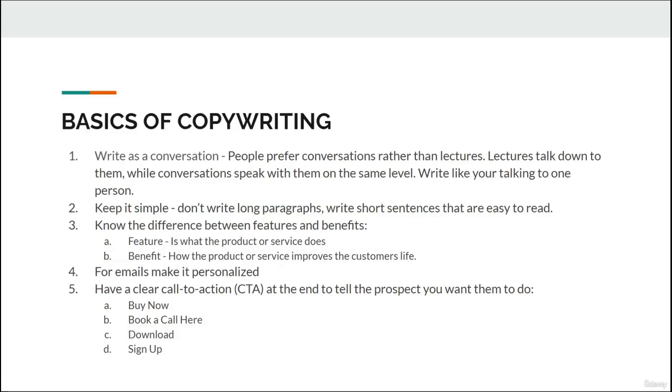And then number 5, always have a clear call to action at the end that tells the prospect what to do. After the person has read something of yours, you want to basically tell them what to do next. This is the action you're trying to get them to take. So the CTA can simply be, buy this product now, book a call here, download this ebook, sign up using this link, just having something that's very clear.